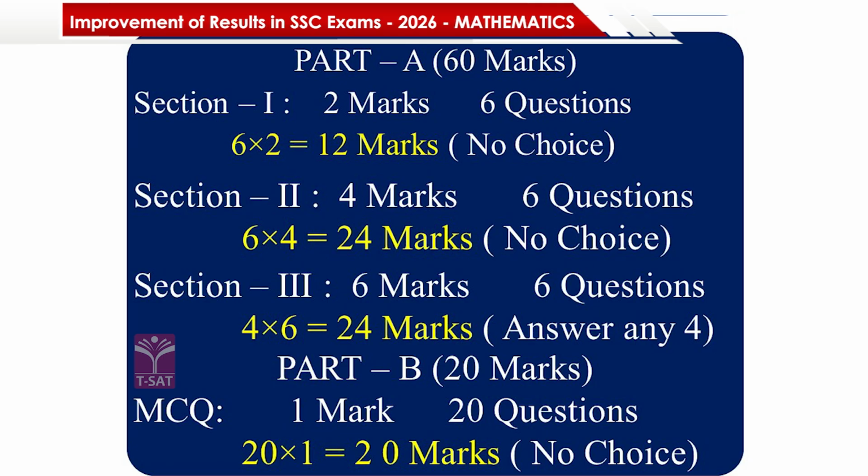And second section is short answer questions. In these short answer questions, again we can see 6 questions, and each question carries 4 marks. Here also you don't have any choice. You have to answer all the 6 questions, and 6 into 4, 24 marks will be covered in this section.